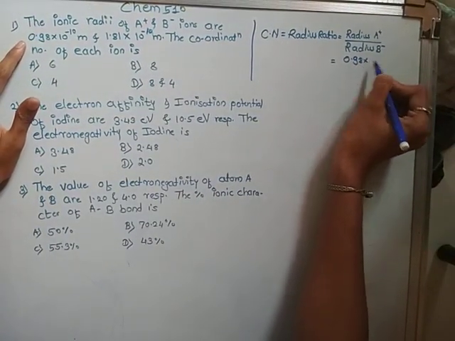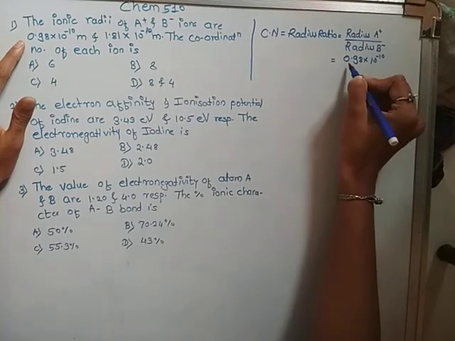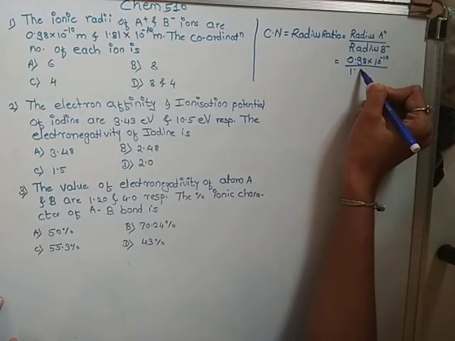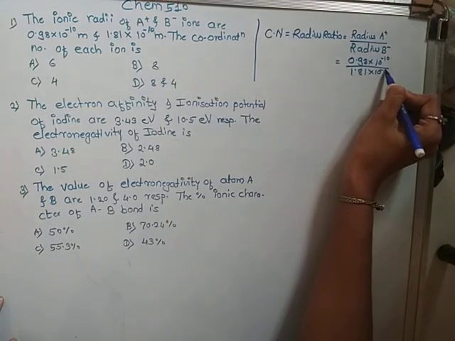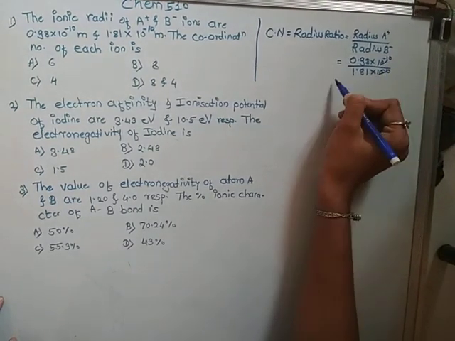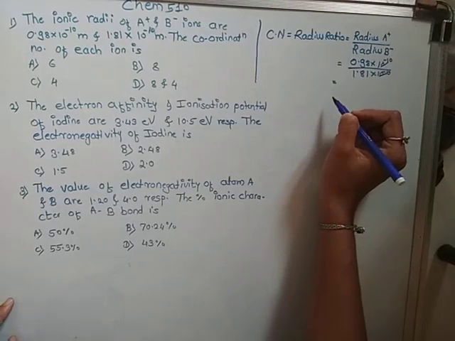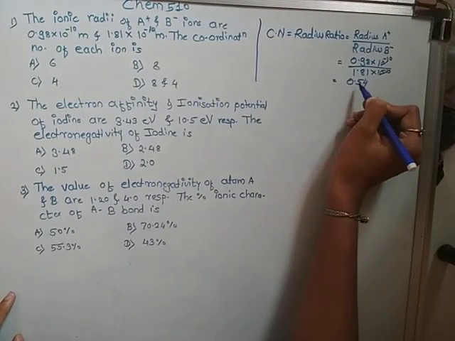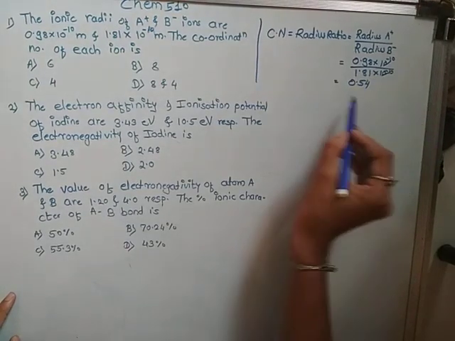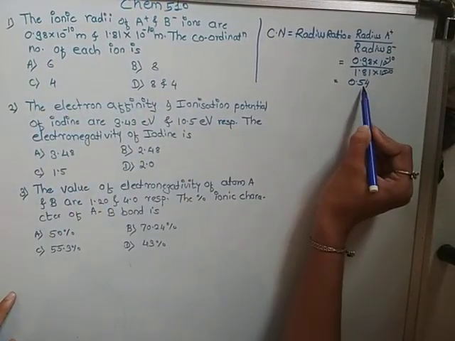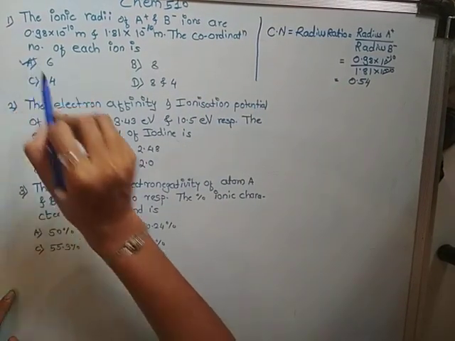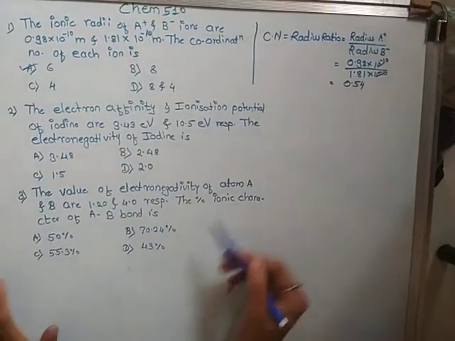Here radius of A plus is 0.98 into 10 raised to minus 10 upon B minus 1.81 into 10 raised to minus 10, and the powers cancel. Division gives 0.454. So 6 is approximately 0.54, hence the answer is 6.